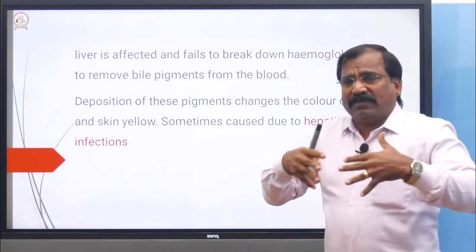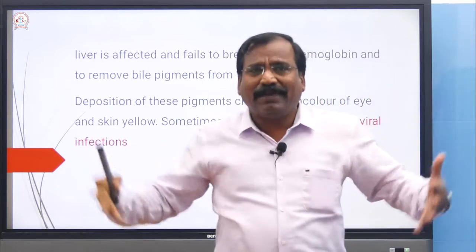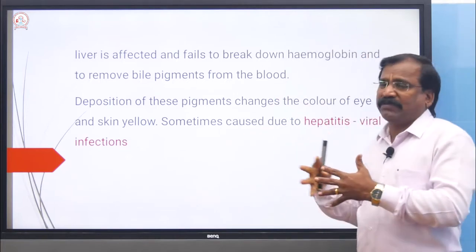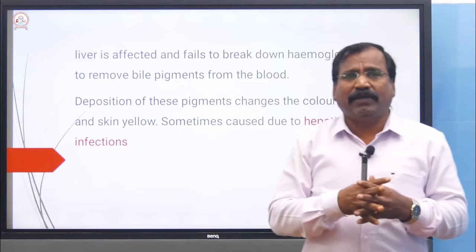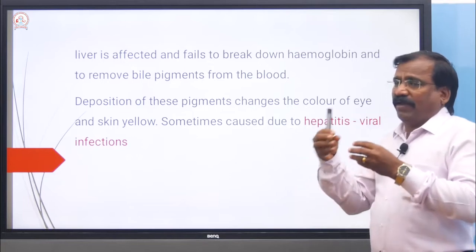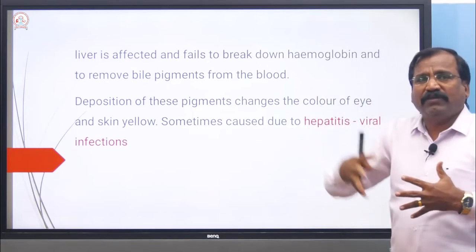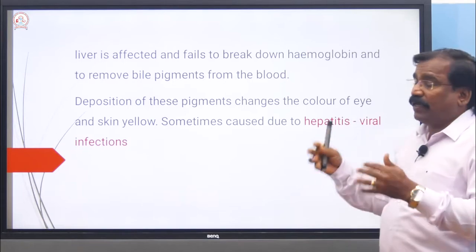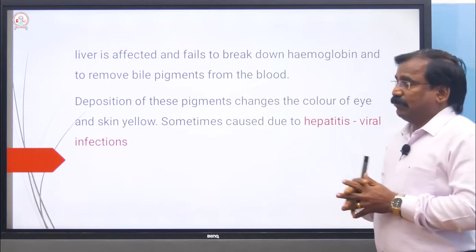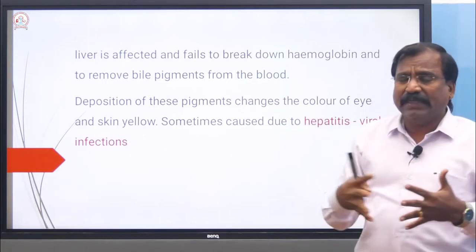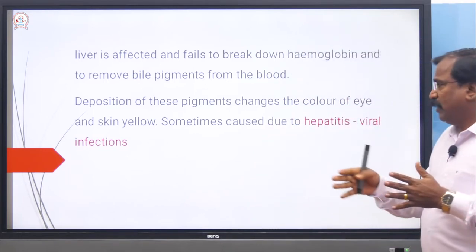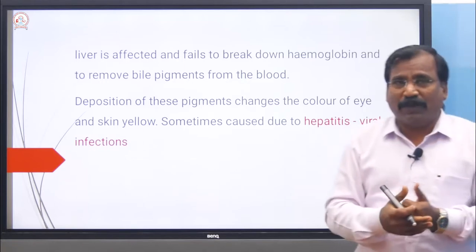So those pigments, the hemoglobin pigment and the other bile pigments, are accumulated in the blood. Because of the accumulation of those pigments, the color of the eye and skin turns yellow. That color is changed to yellow. That condition is called jaundice. Why does this condition take place? Because of the viral infection.